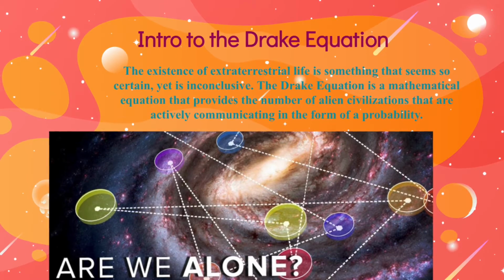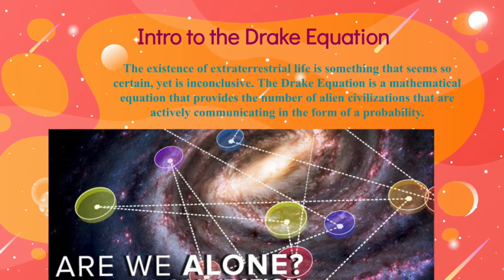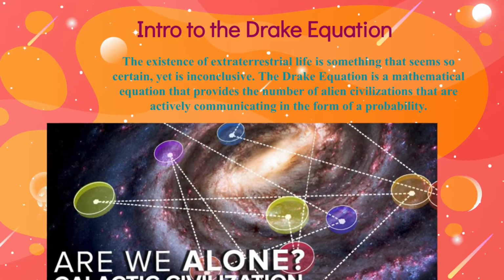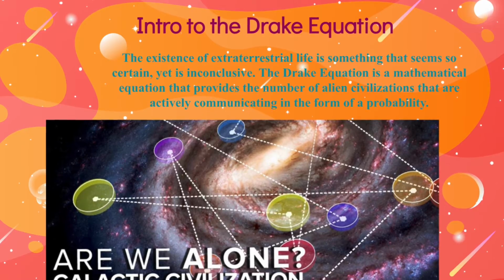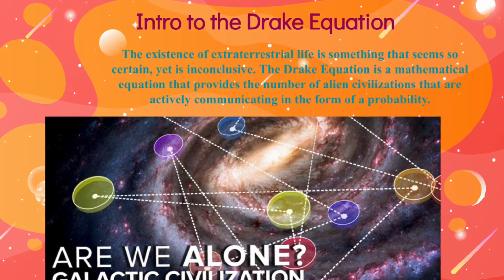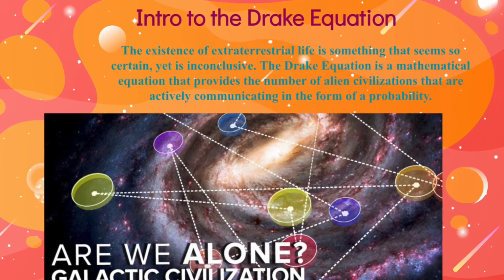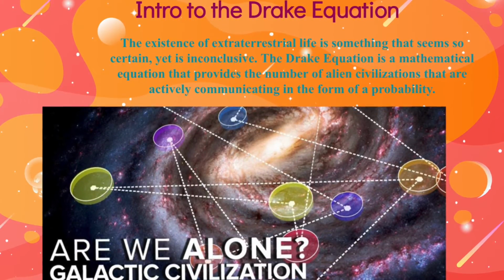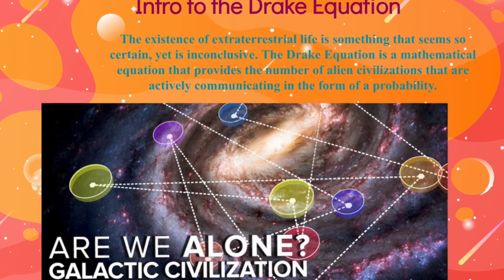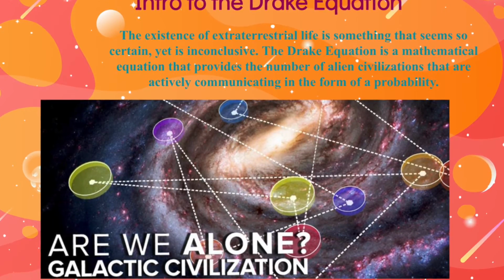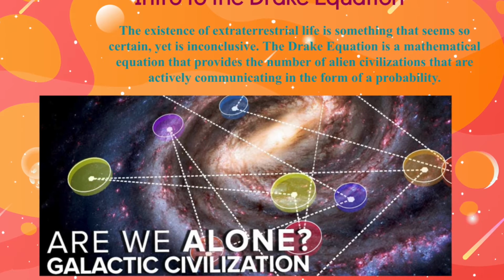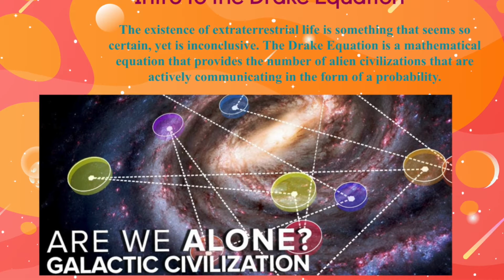The existence of extraterrestrial life is something that seems so certain, yet is inconclusive. We have no firm proof that aliens currently exist, but there are so many models out there that do estimate the probability of there being aliens. One such model is the Drake equation, which is a mathematical equation that provides the number of alien civilizations that are actively communicating in the form of a probability.